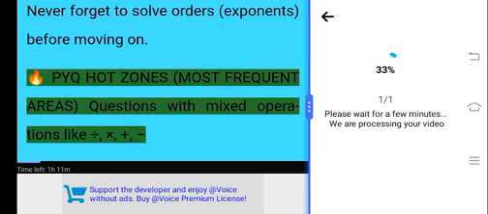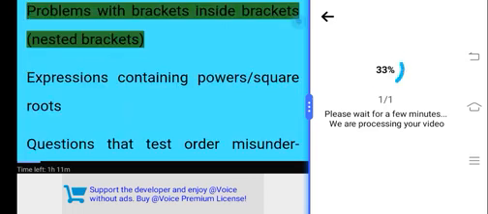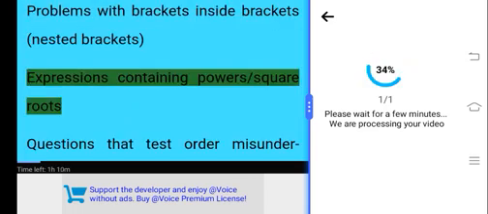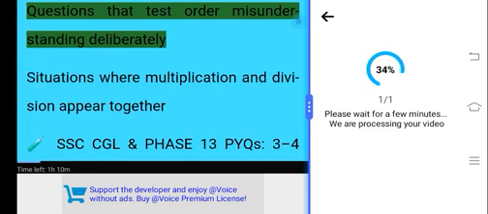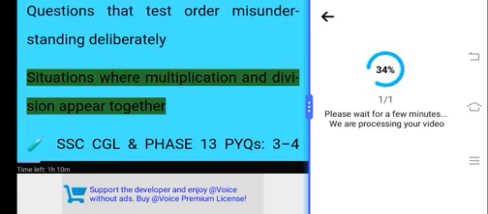PYQ hot zones, most frequent areas: questions with mixed operations like divided by, times, plus. Problems with brackets inside brackets, nested brackets. Expressions containing powers, square roots. Questions that test order misunderstanding deliberately. Situations where multiplication and division appear together.